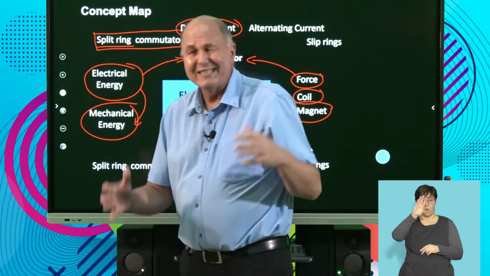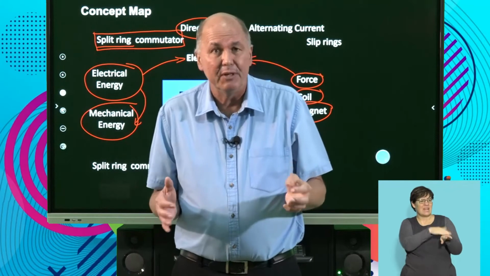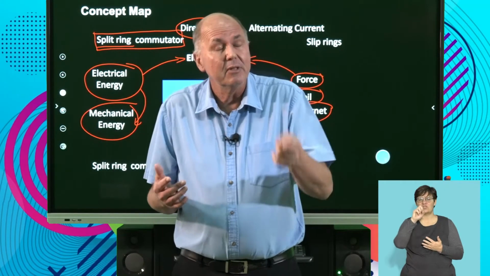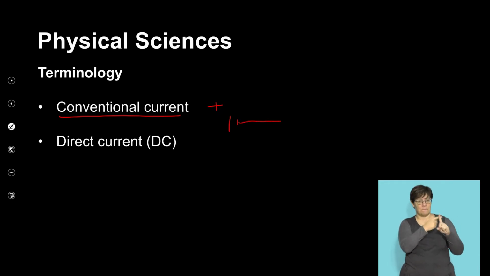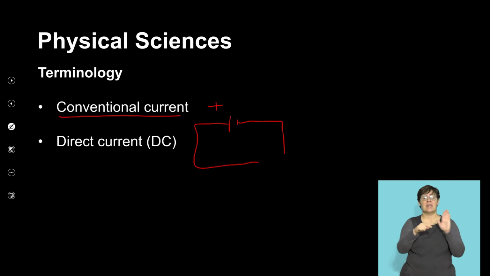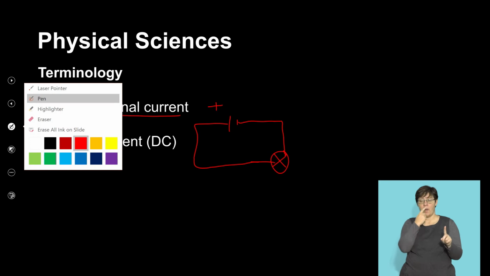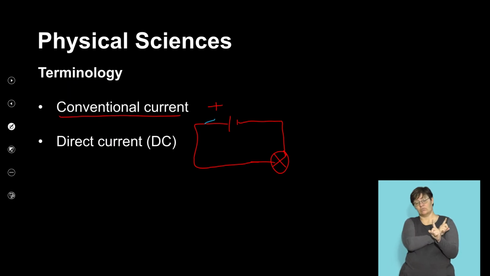So what does this thing direct current mean? What is conventional current? Well, let's remind ourselves. Conventional current is a term that you've come across. It's the movement of positive charge from the positive terminal of a battery in a circuit, round to the negative terminal of the battery. So the current direction will always be from positive to negative, the long line being the positive.